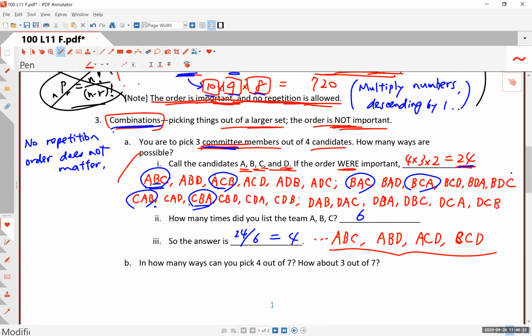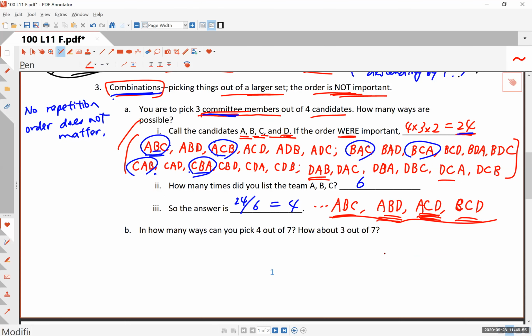In fact, all the 24 that I wrote belongs to or becomes one of these combinations if the order were not important. So for instance, DAB appears right here. And how about DCA? DCA is written right here. So if the order didn't matter, you have 24 permutations, but you don't have 24 combinations. You only have 4 combinations. So how do you figure this out? Here's the answer to this.